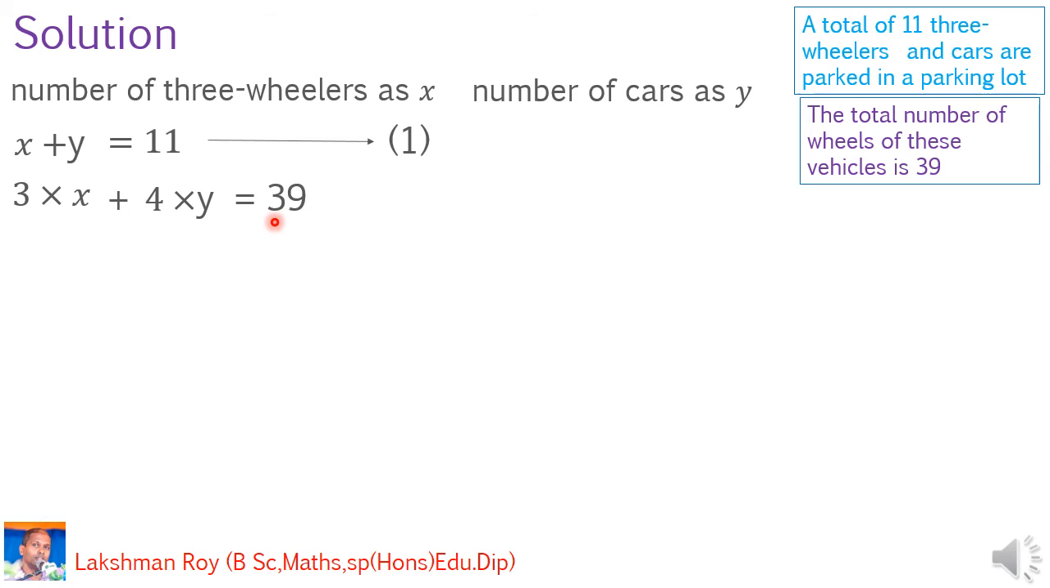a simultaneous equation. This one you can write 3 into x as 3x, and 4 into y as 4y, and that is equal to 39. So this is my second equation. Now I get two equations, and now I want to solve them.